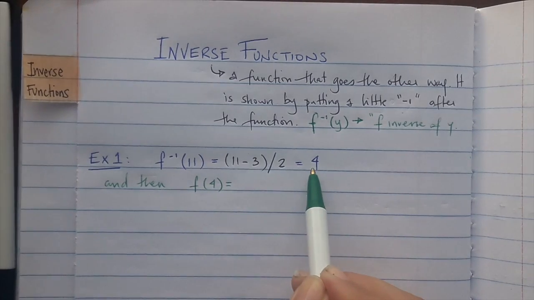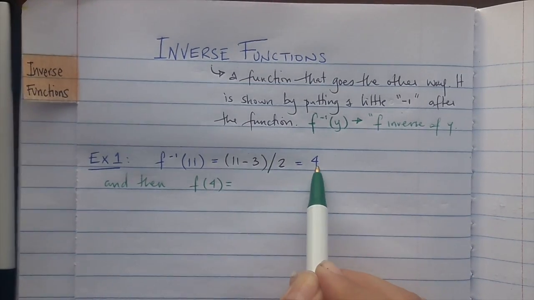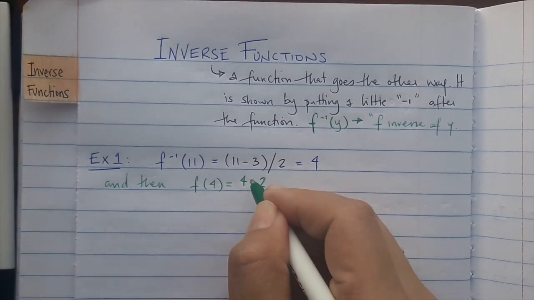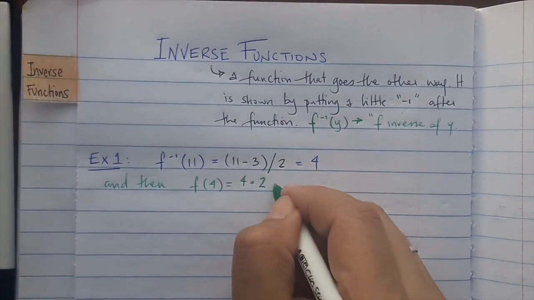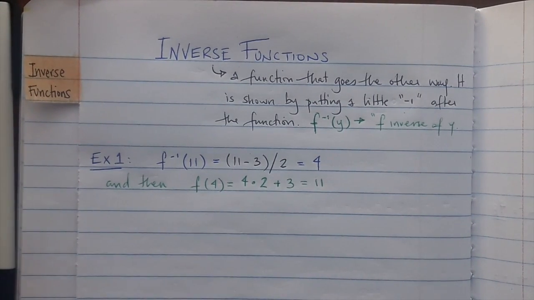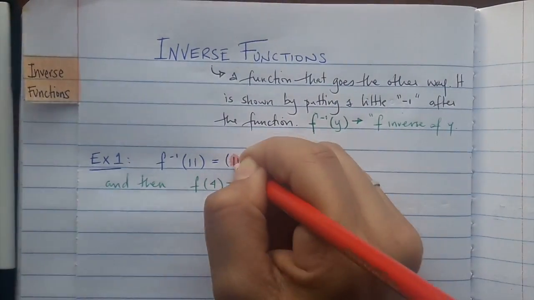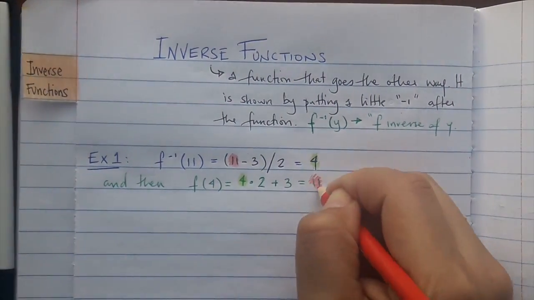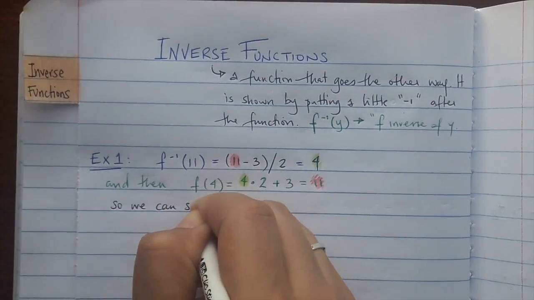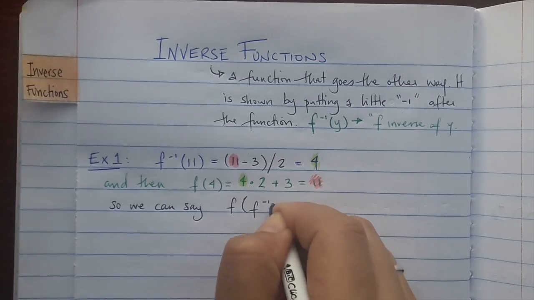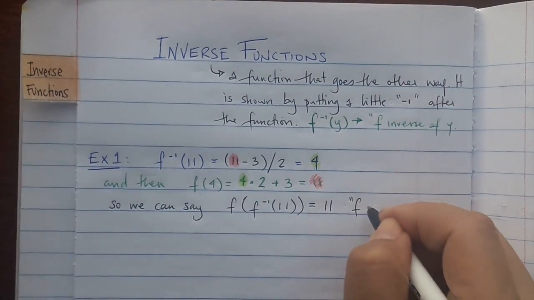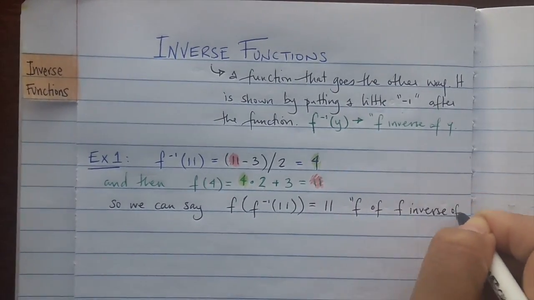So look at what we did for the function. The last thing we did is divided by 2. So the first thing we're going to do is multiply it by 2. Once we get that answer, we're going to add 3 because that's the opposite of what we did before. We subtracted 3 last time. And that should give us back 11. And if it does give us back 11, then we can say f of f inverse of 11 is equal to 11 because it gives us back the same output. In other words, you can go forwards and backwards right back to where we started.